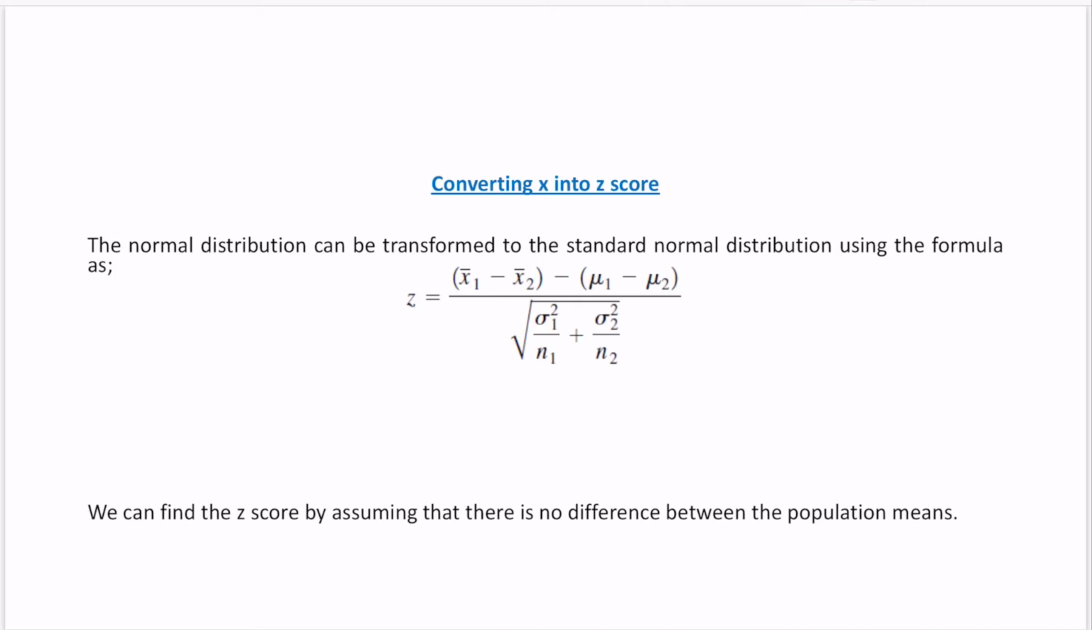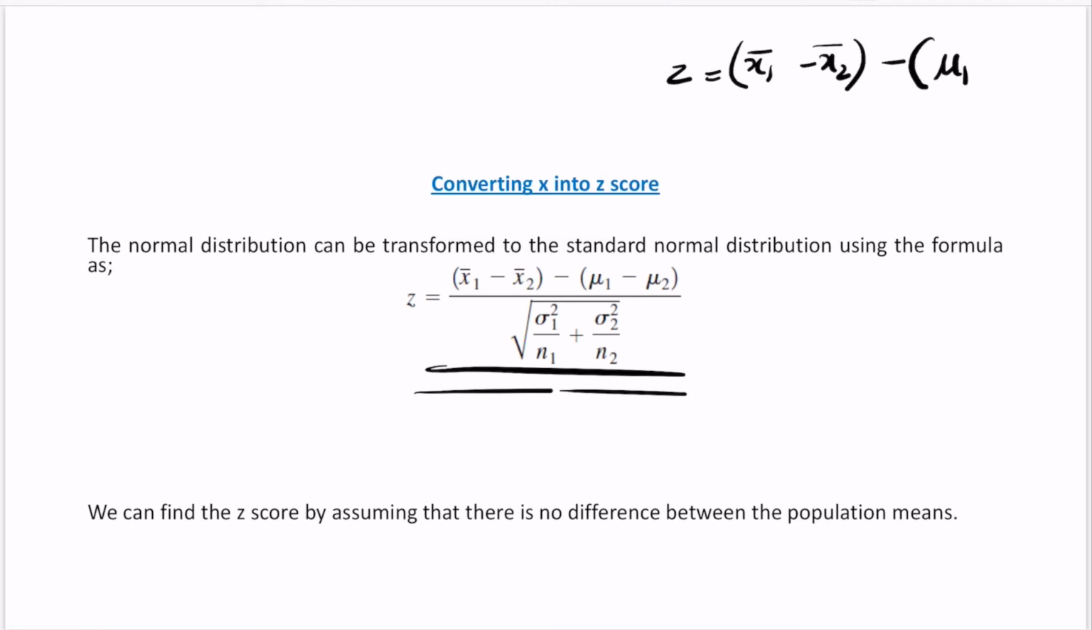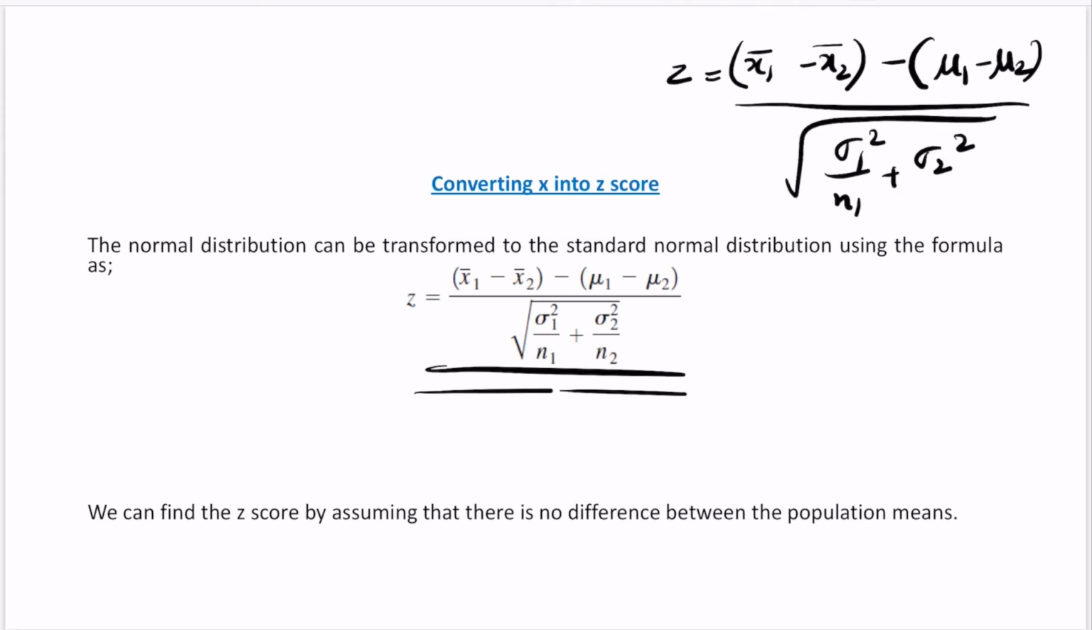So this is the problem, and this is the formula for z. So z formula is x1 bar minus x2 bar minus of mu1 minus mu2 over square root of sigma 1 square by n1 plus sigma 2 square by n2. So this is the formula for z.